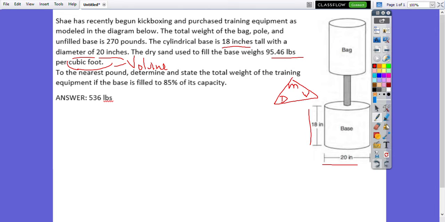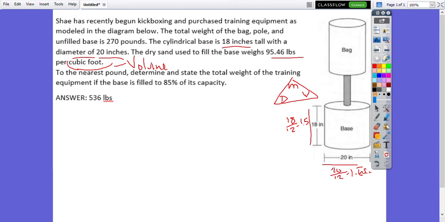So all right, we need to convert these into feet. So 18 divided by 12 is 1.5 feet. All right, and then 20 divided by 12, not really nice, but it is 1.6 repeating, 1 2/3 feet here. Okay, so we're going to use those two numbers.